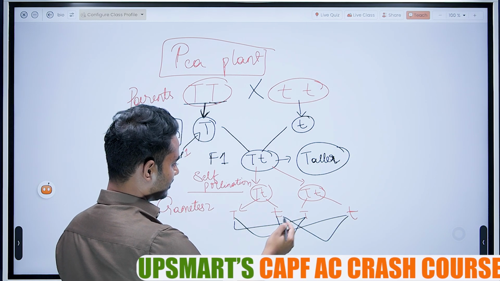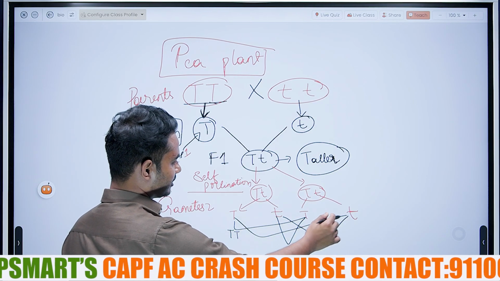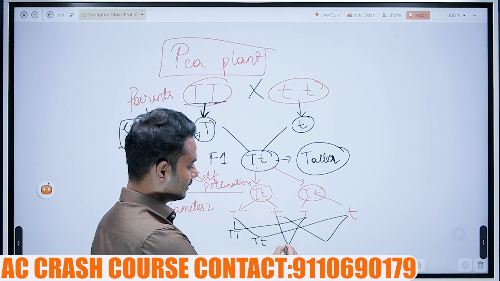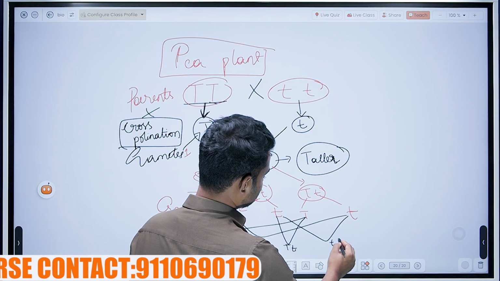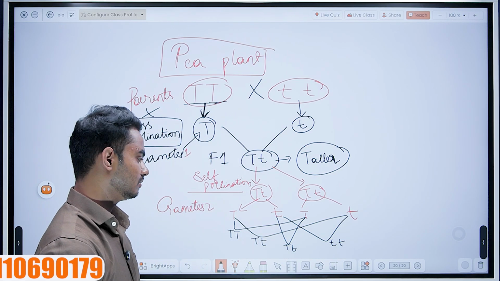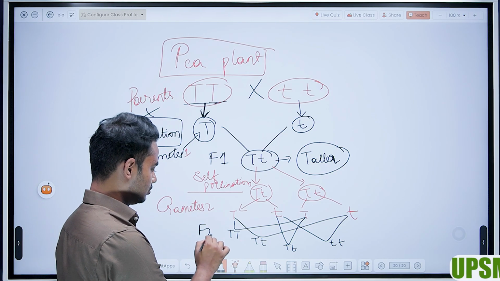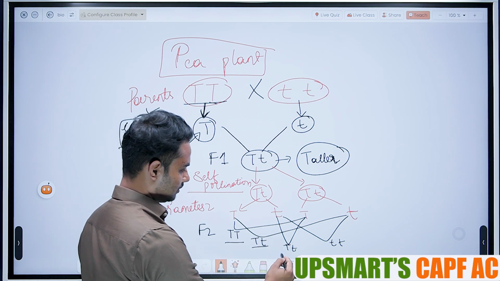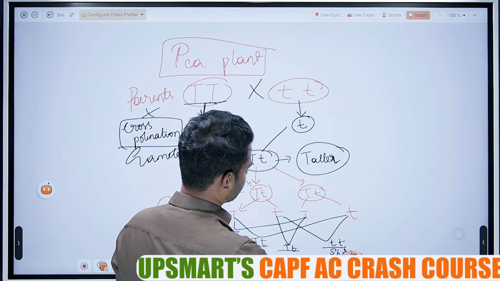So when capital T pairs with capital T, it is TT. When capital T pairs with the smaller t, it is capital T small t. When the smaller t pairs with the capital T, it is capital T small t. When the smaller t pairs with the smaller t, it is small t small t. Fine. These are the new generation of babies, so these are F2 generation. Now if you see, this is tall, this is tall, this is tall, this is shorter. Only one will be shorter.